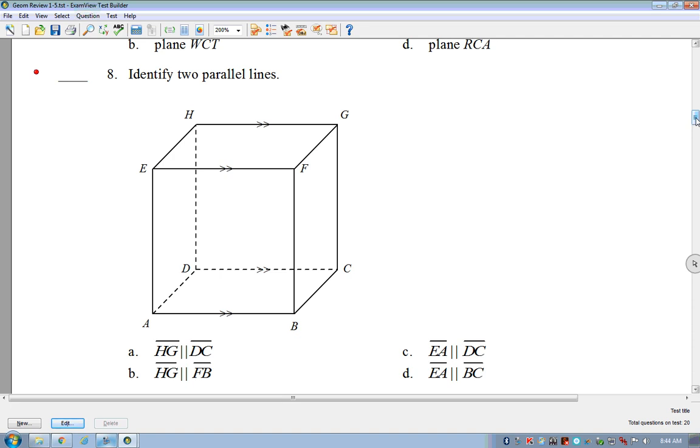Question 8, identify 2 parallel lines. All right, Katie, can you identify, I don't even care about the answers, can you identify 2 parallel lines for me? You said HE, okay? So this line is parallel to what? Did you say AD? Yeah, that would work. Okay. All right, anybody else? Michael, you had your hand raised. Parallel lines?